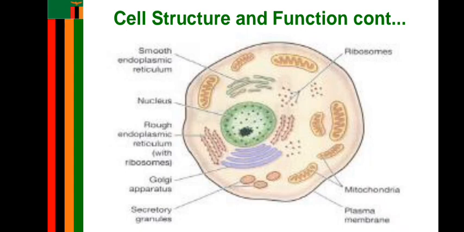Then we have the Golgi apparatus. The Golgi apparatus is the one that helps in packaging as well as modification of protein. Then you've got the secretory granules. Then we have the mitochondria, which is just the powerhouse of the cell, the site where respiration occurs, and this is where the tricarboxylic acid cycle, or the Krebs cycle, mainly occurs. You appreciate this the most when you cover this component in biochemistry.